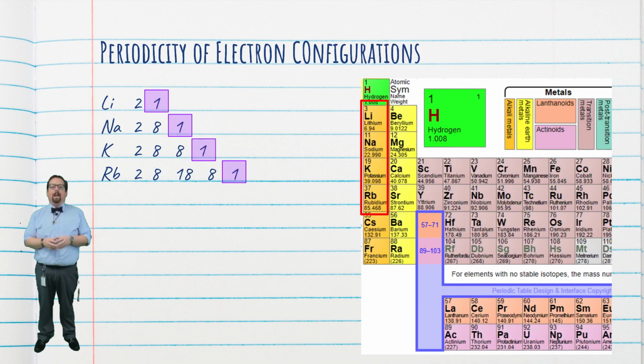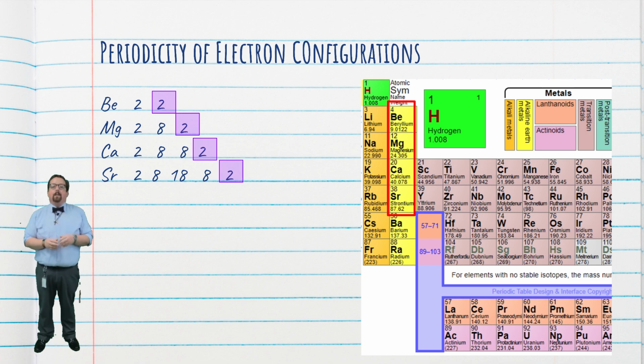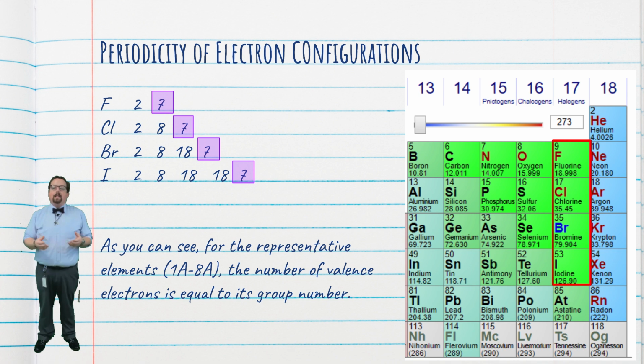Let's get started. As you might remember and have figured out from the last lesson, elements that are in the same group on the periodic table tend to have the same number of valence electrons. This is true for groups 1, 2, and 13 through 18, known as the representative elements. We also sometimes label these groups 1 through 8A. For example, the alkali metals in group 1 all have one valence electron, as you can see here. The alkaline earth metals in group 2 all have two valence electrons. The halogens over in group 17, or 7A, all have 7 valence electrons.